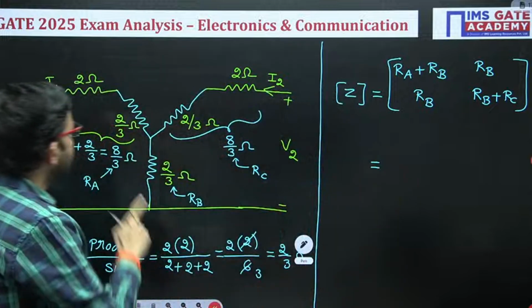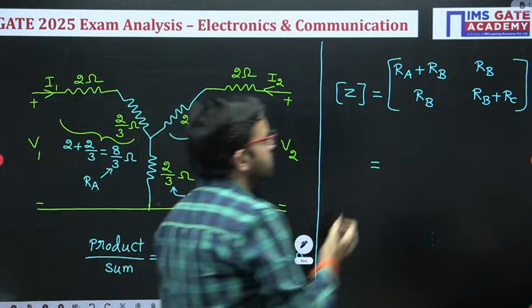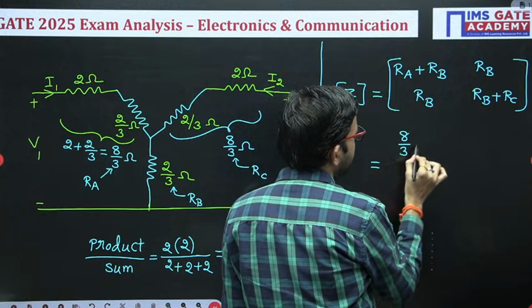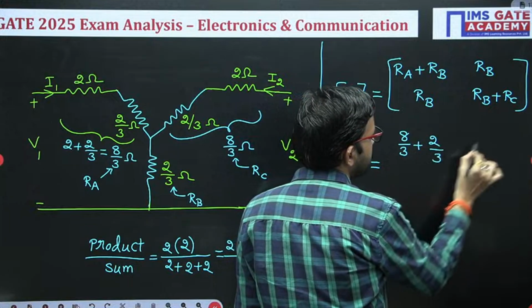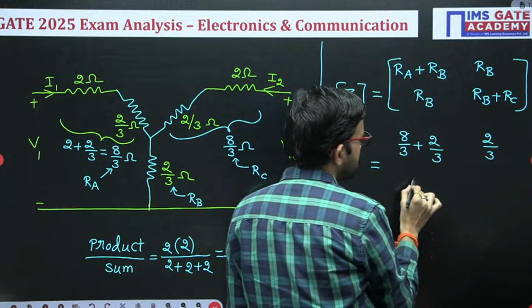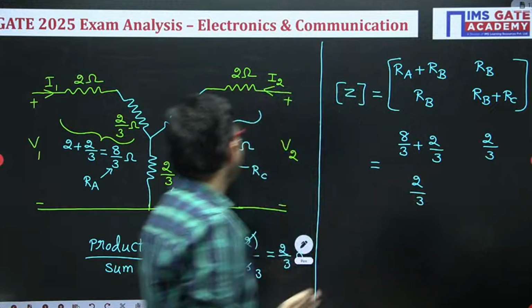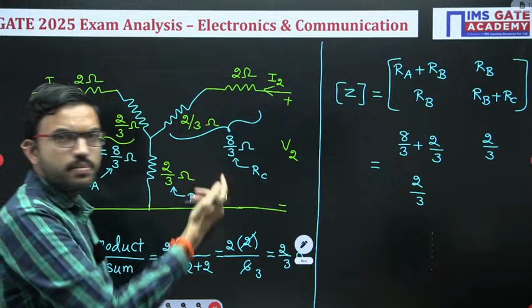So just add these two, 8 by 3 plus 2 by 3. Then here 2 by 3. Here also same, 2 by 3. And RB plus RC, you are getting 2 by 3 plus 8 by 3.